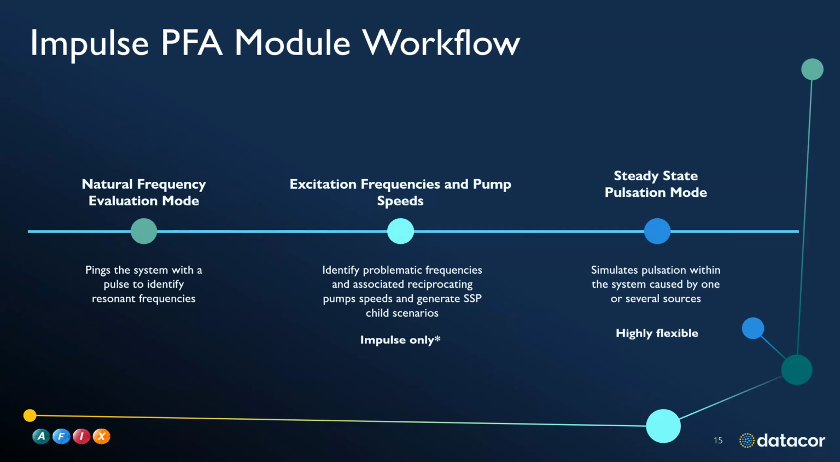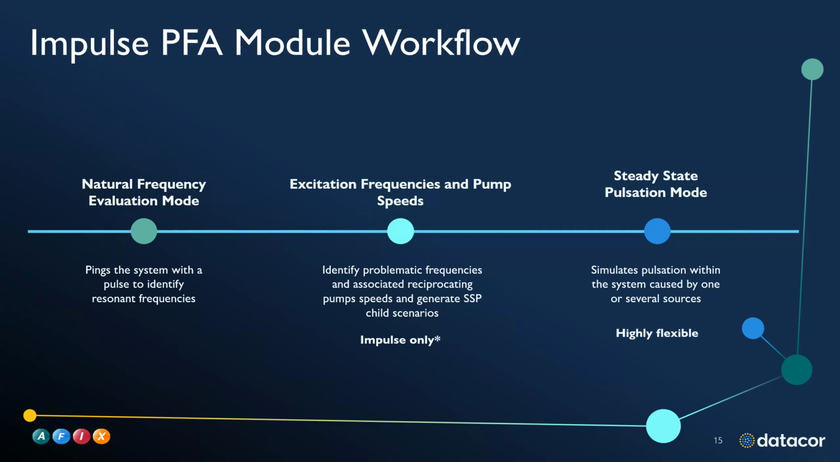The last mode is the steady state pulsation mode, and this runs a frequency domain analysis at selected pump speeds. It models pressure pulsations throughout the system under steady state operation, and it enables direct evaluation against API 674 limits and other design criteria. The steady state pulsation mode is actually more flexible than this graphic implies.